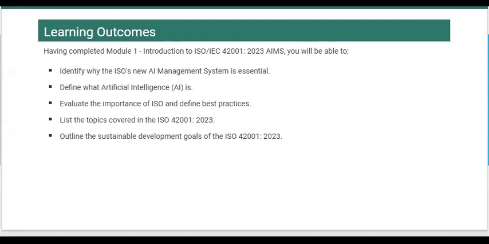Identify why the ISO's new AI management system is essential. Define what artificial intelligence, AI, is. Evaluate the importance of ISO and define best practices. List the topics covered in the ISO 42001, 2023. Outline the Sustainable Development Goals of the ISO 42001, 2023.